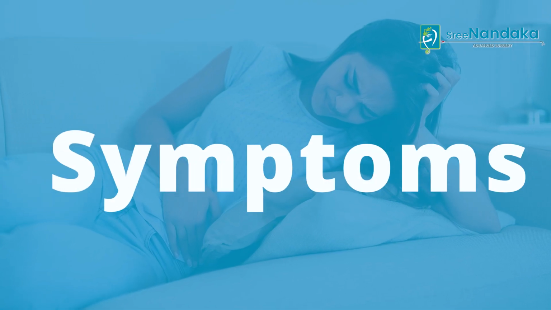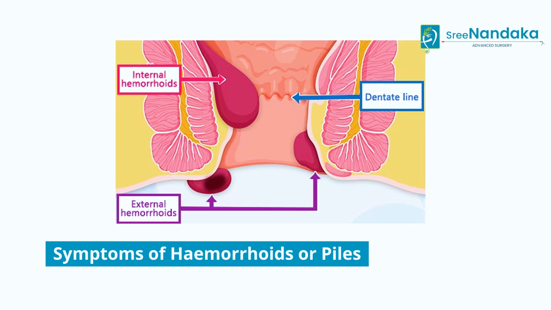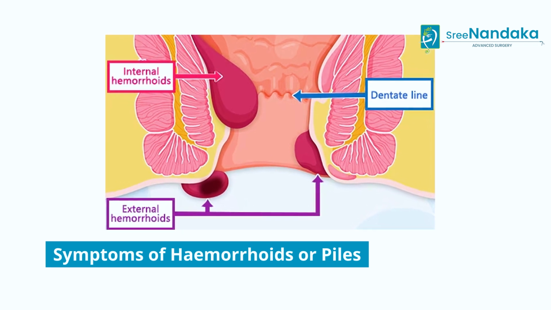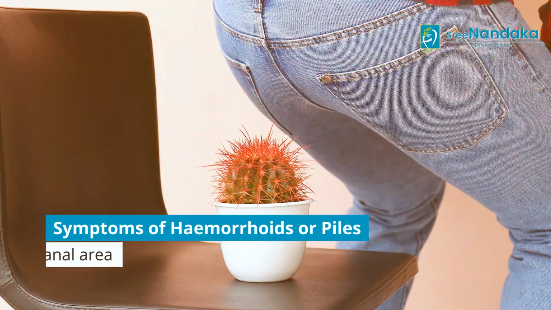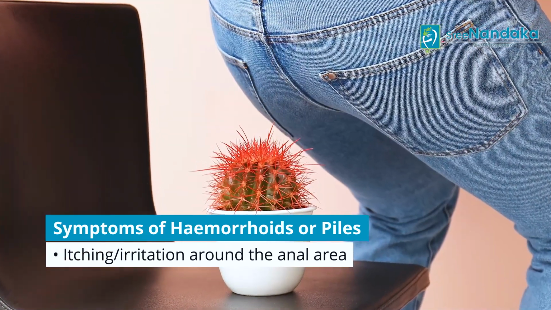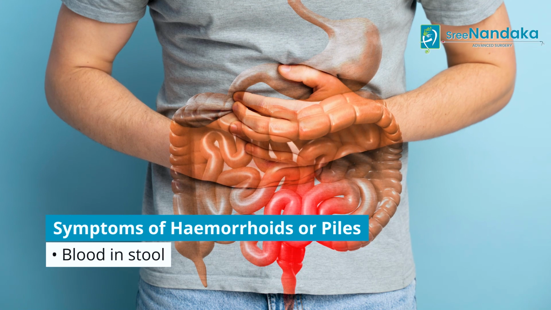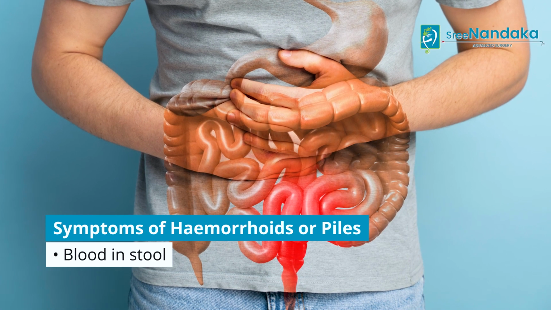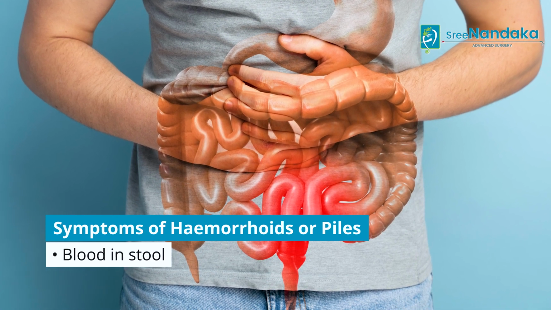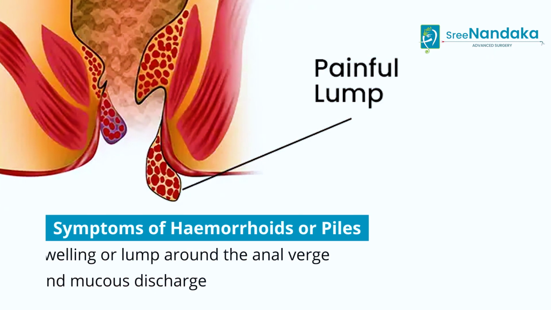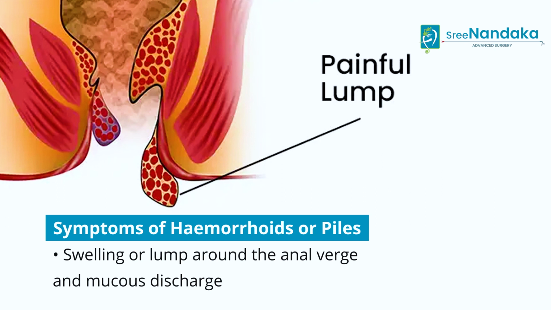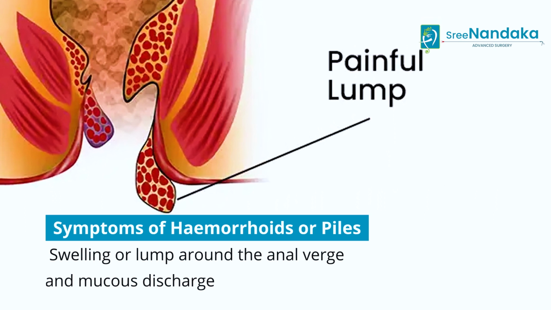Now, what are the symptoms of these conditions? Symptoms of hemorrhoids or piles can include discomfort, especially during bowel movements or when sitting. They can also cause itching or irritation around the anal area. Bleeding, which is typically seen as bright red blood on toilet paper, in the toilet bowl, or splashed over the stool, and also as swelling or lumps around the anal verge and mucus discharge.